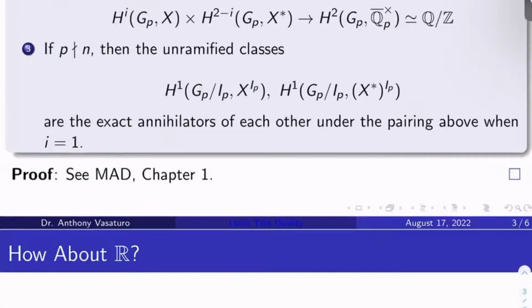The proof of all this can be found in Milne's Arithmetic Duality notes, Chapter 1. In fact, that's just a good book to read in general. It was in my prerequisite information video, the math you need for Fermat's Last Theorem, I believe. So I'll call that book MAD from here on out.